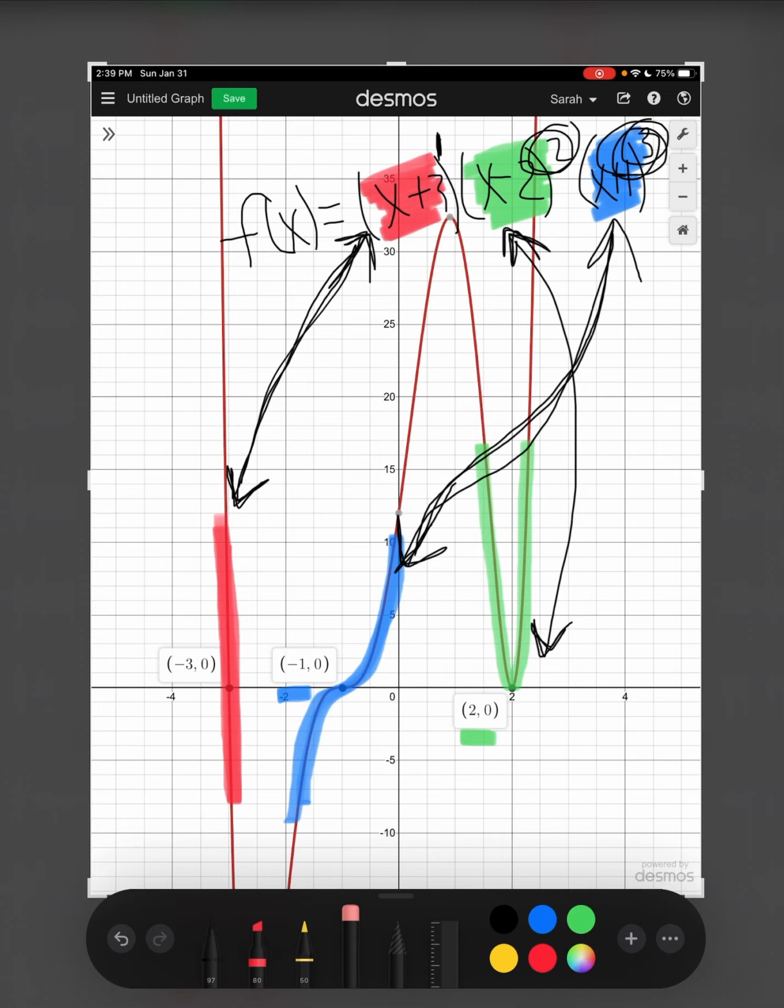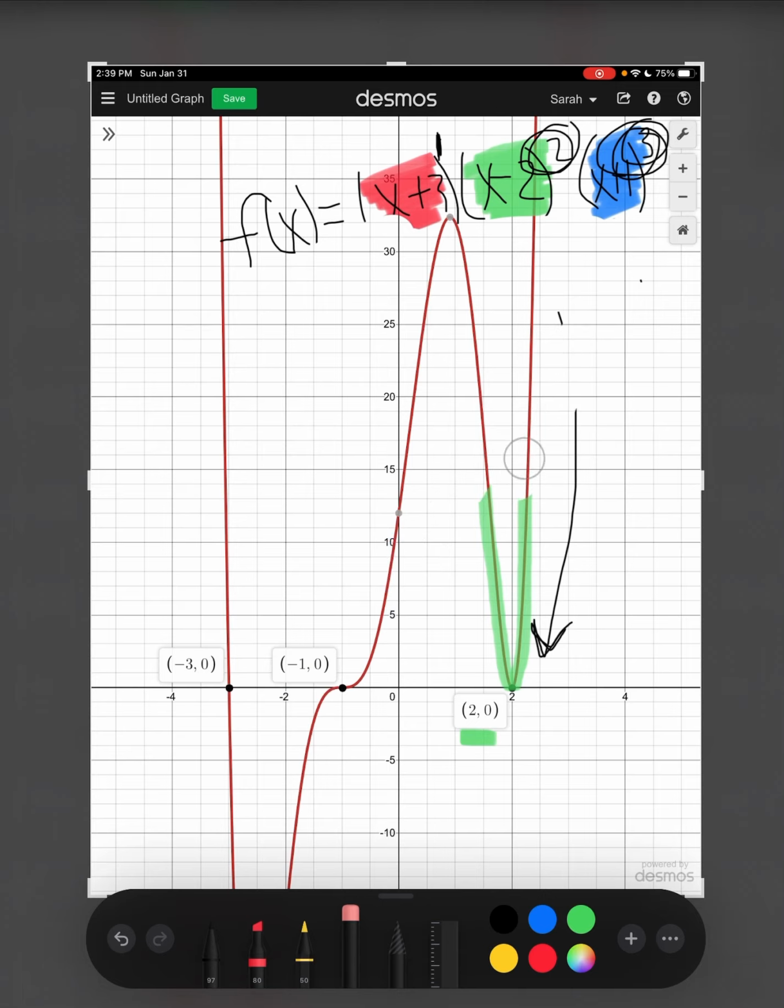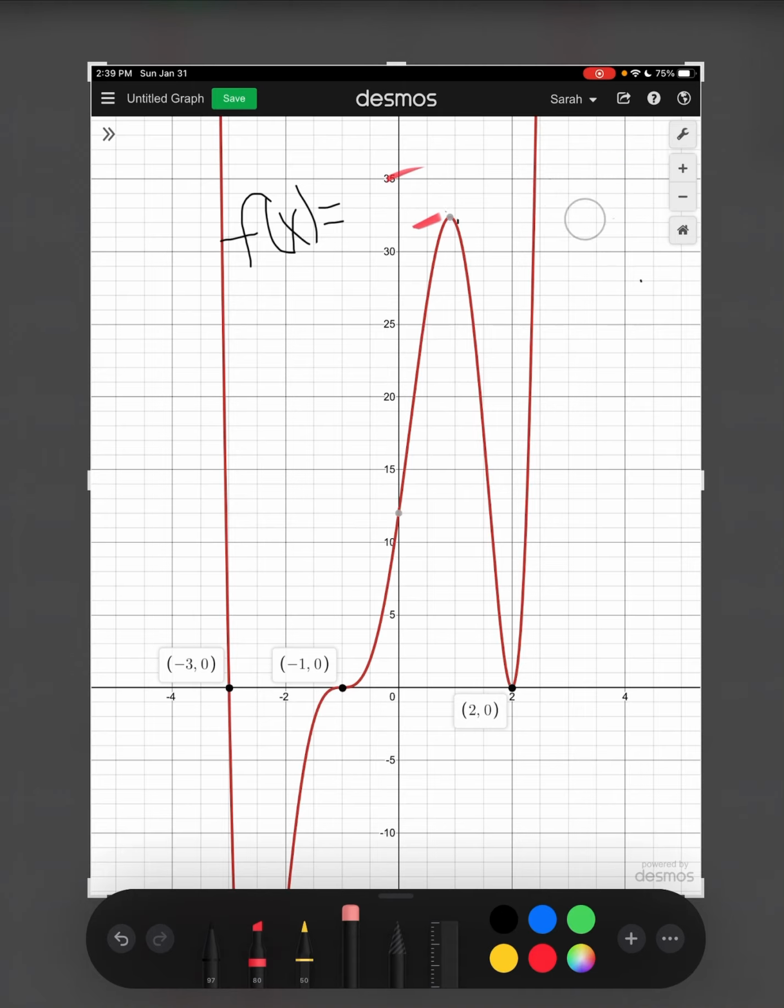So let me erase this and I'll show you again what I mean by repeated factor. Because there's another way that I could have written this function. I can write this function like this. I could say x plus 3 to the first power times x minus 2. I didn't give myself enough room. Terrible. Let me do it again, guys. Sorry. I just want to make it neat so that you can take some nice notes so we can talk about it in class.